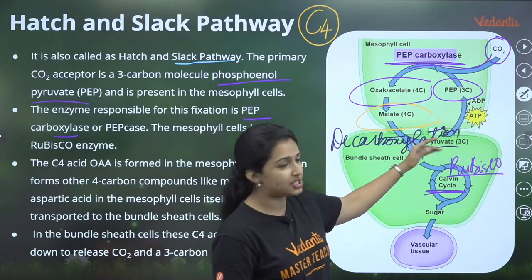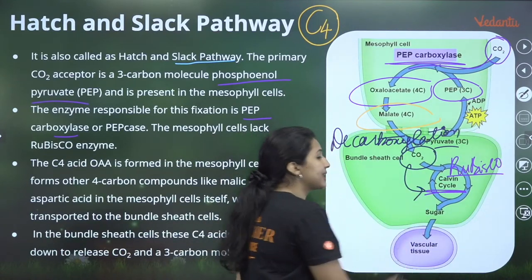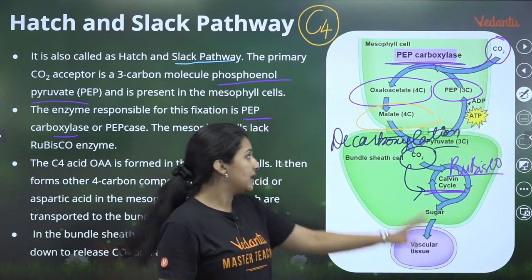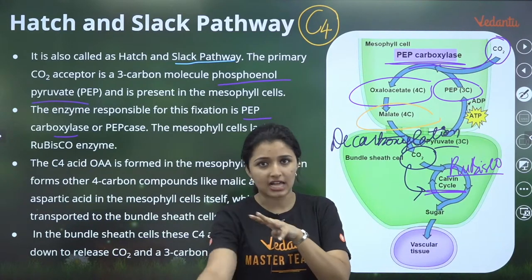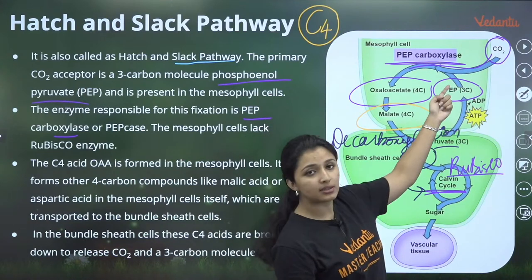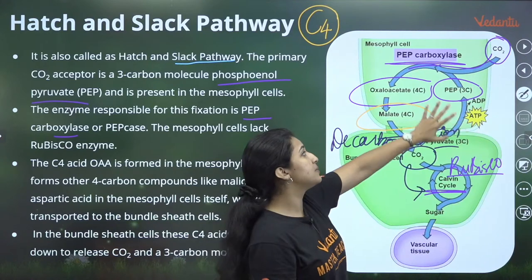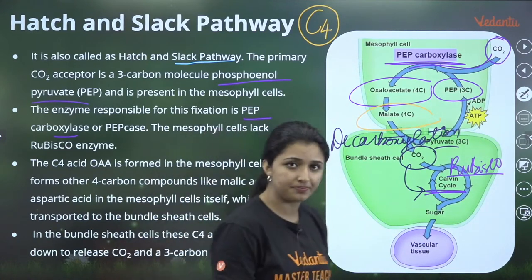So with decarboxylation, carbon dioxide is released. This carbon dioxide goes into the Calvin cycle and makes glucose. Now what happens to the pyruvate left behind after malic acid releases the carbon dioxide? It becomes pyruvic acid. This pyruvic acid goes back into the mesophyll cell, regeneration happens, and it is converted back into PEP, which is the acceptor molecule.